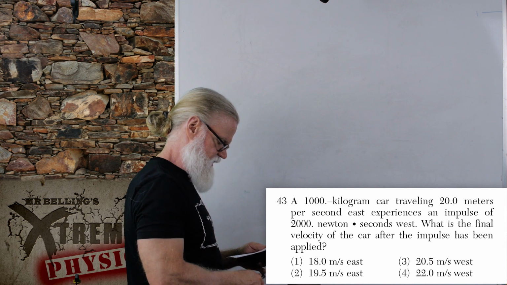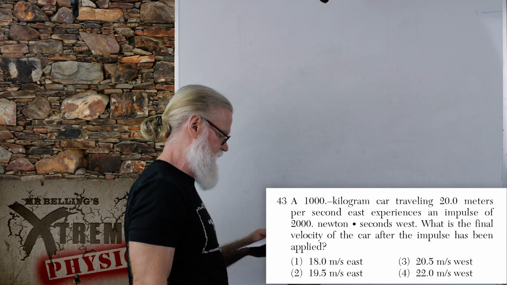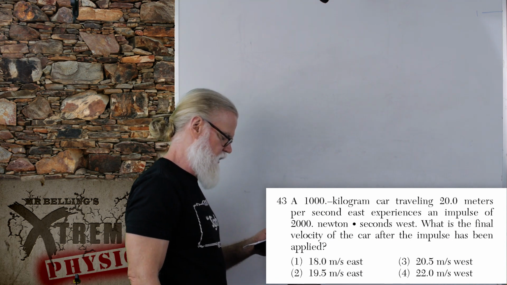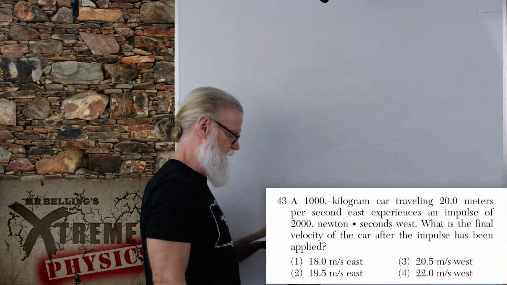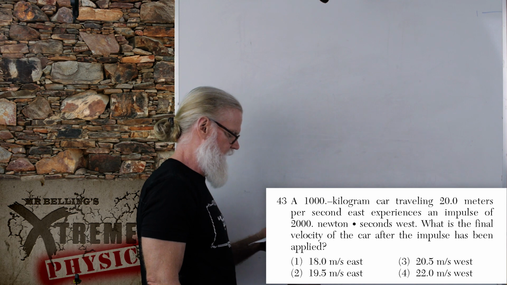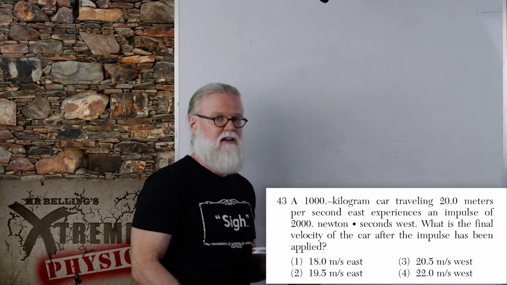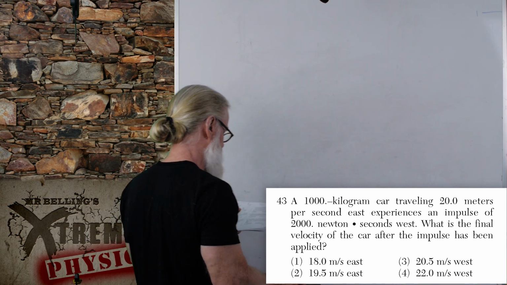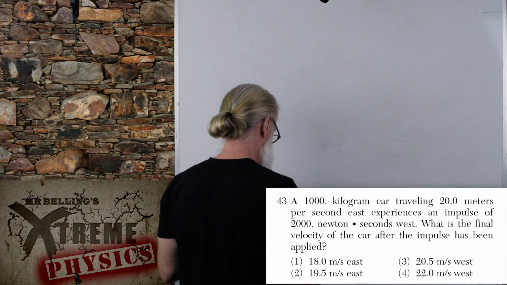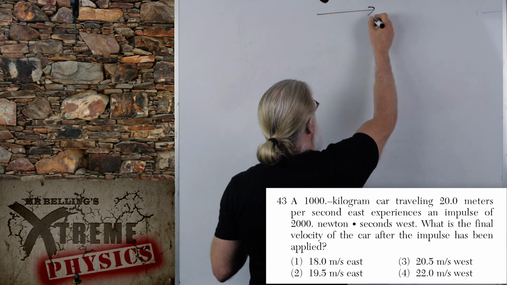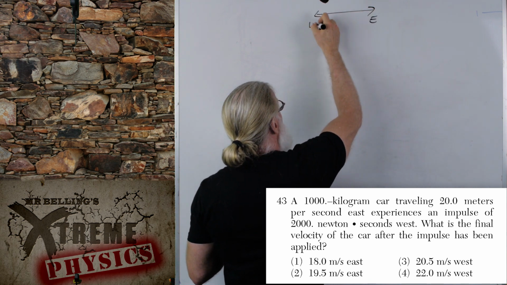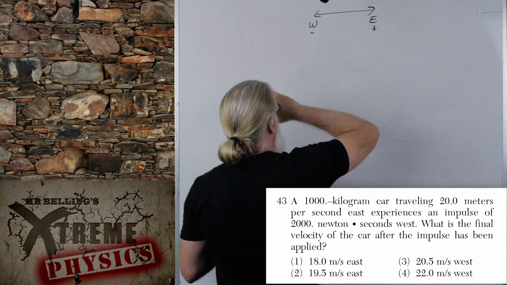A 1,000 kilogram car traveling 20 meters per second east experiences an impulse of 2,000 newton seconds west. What is the final velocity of the car after the impulse? All right, so we got vectors here. We better pay attention to direction. We better draw a picture too. It's going east. East is that way, west is that way. That way's positive, that way's negative.